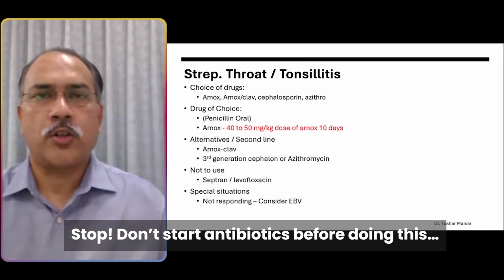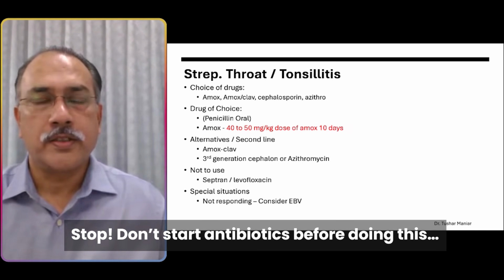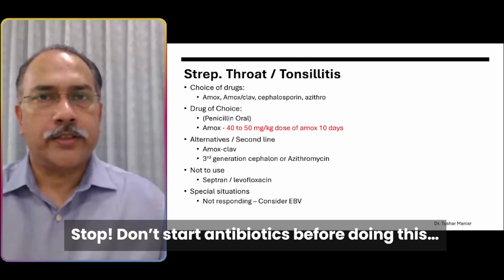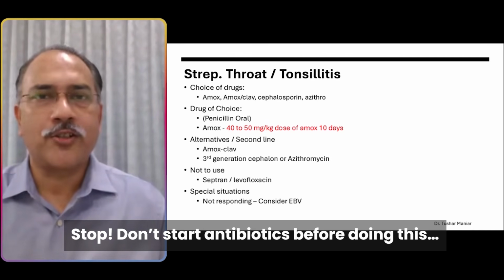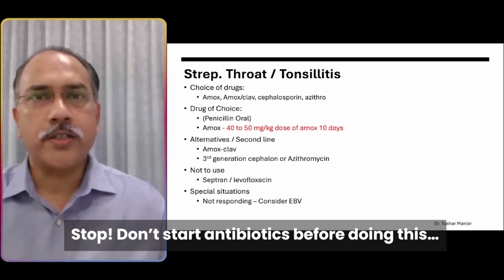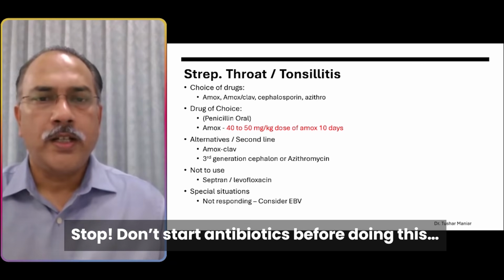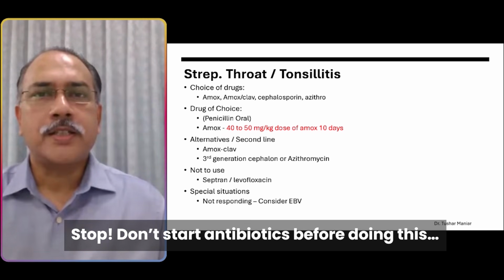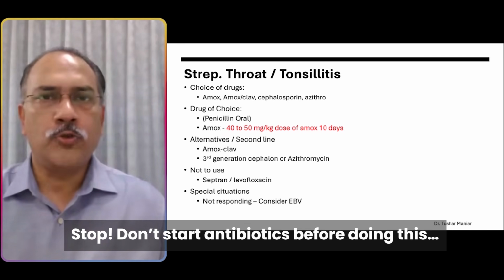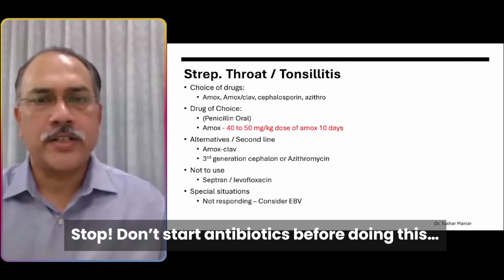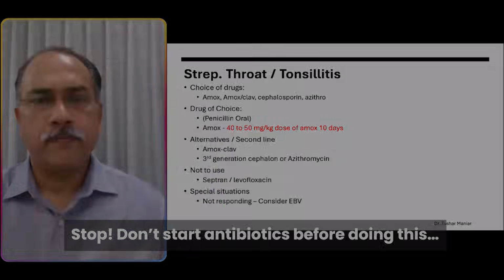Why use only amoxicillin? What is the problem in using amoxiclav? Actually, the cost of amoxiclav is higher than amoxicillin. Amoxicillin clavulanic is a broader spectrum. Amoxicillin is a narrower spectrum. And most importantly, the side effects like diarrhea, loose motions, vomiting, etc., are much more with amoxiclav compared to amoxicillin.